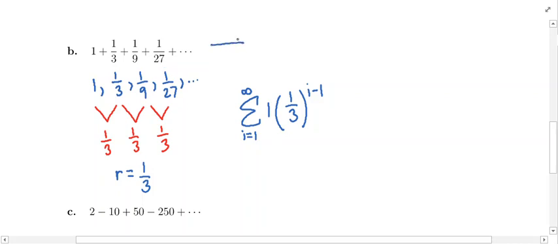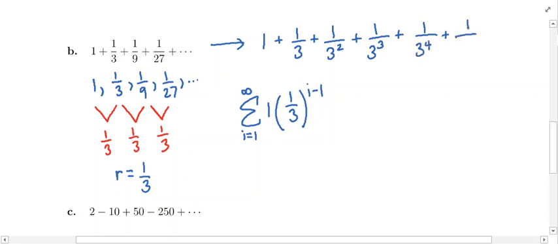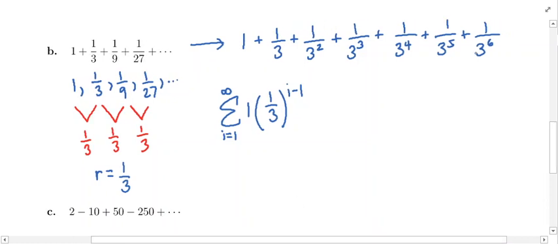What's the pattern here? We've got 1 plus 1/3. 1/9 is the same thing as 1/3 squared. 1/27 is the same thing as 1/3 cubed. The next term would be 1/81, which is 1/3 to the fourth. And this trend is going to continue. Like I said, every time we take on a new number that we're adding, the number is getting smaller and smaller and smaller. So I'm going to go to my calculator.